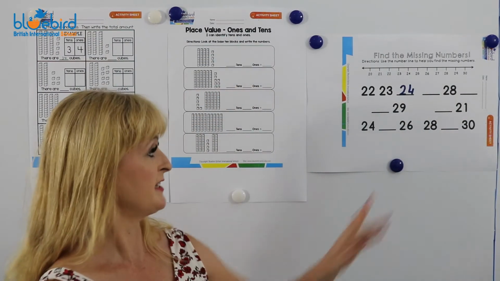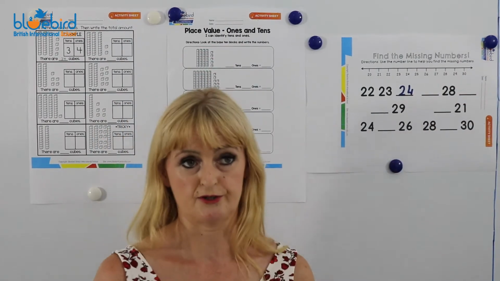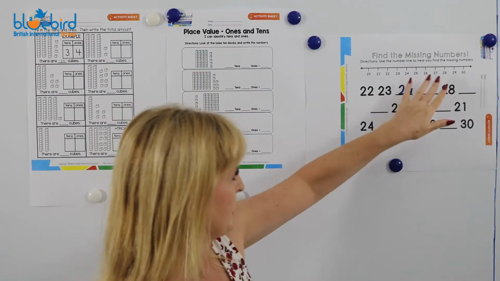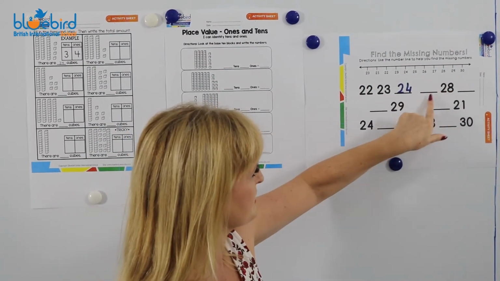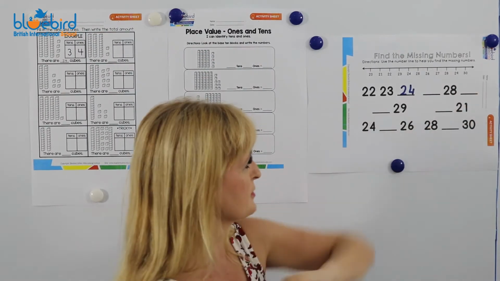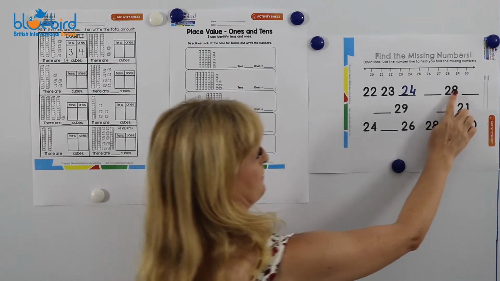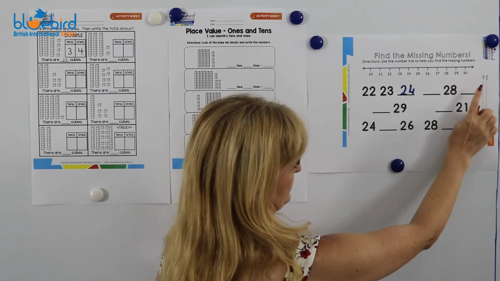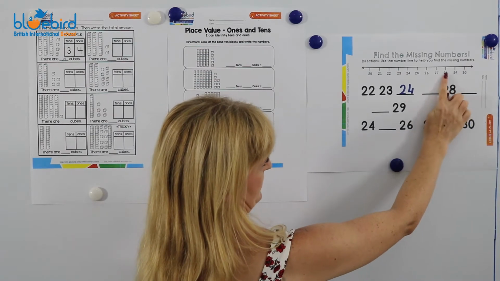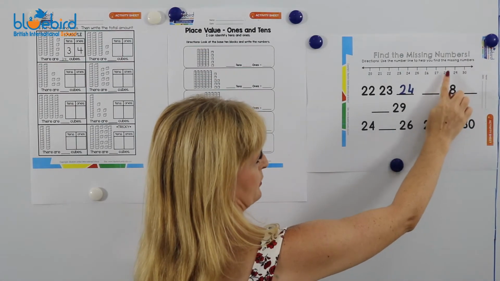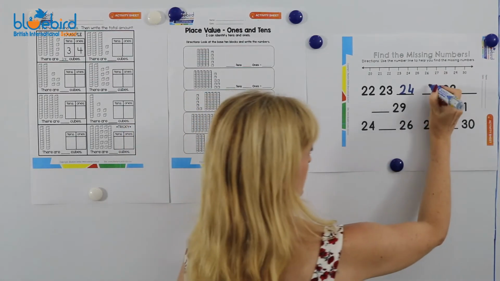Okay, so the next number, we're looking for the number before and the number after. This time, again, we can use our number line to find the number before number 28 and the number after number 28. So 28 is in the middle. We want a number less than, a number greater than. Let's do the number less than first. So 28, one less, we move back, 27. So we write number 27.